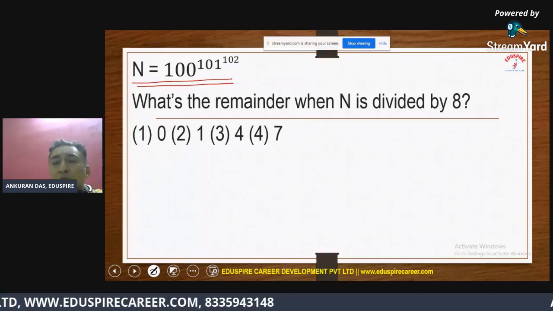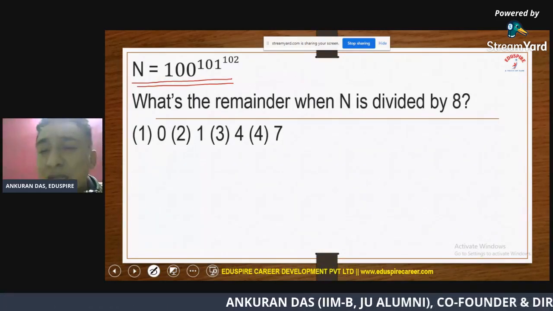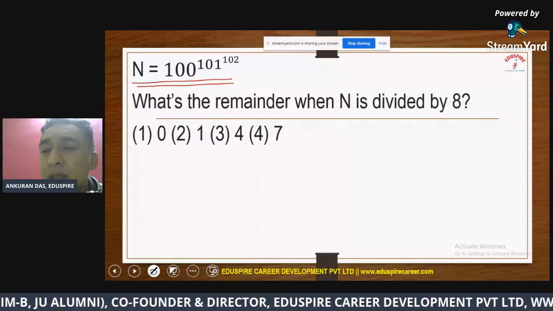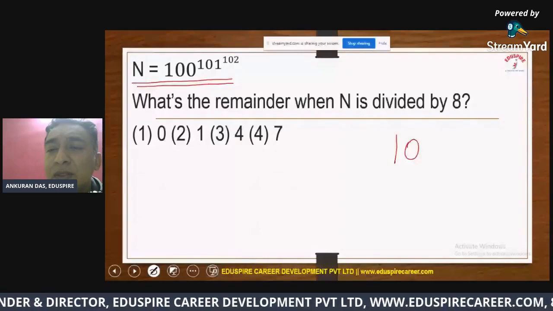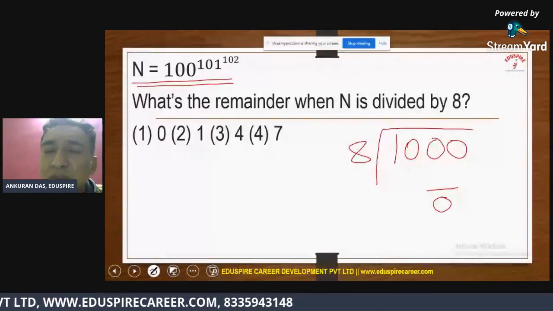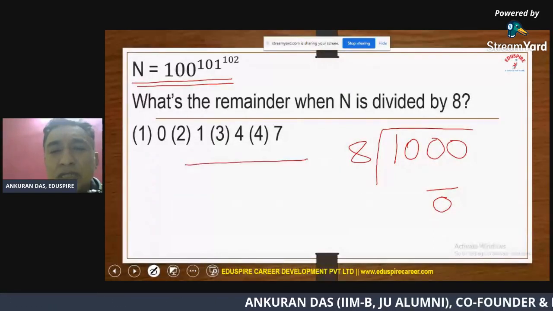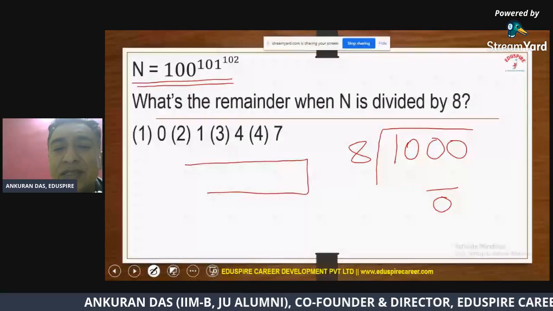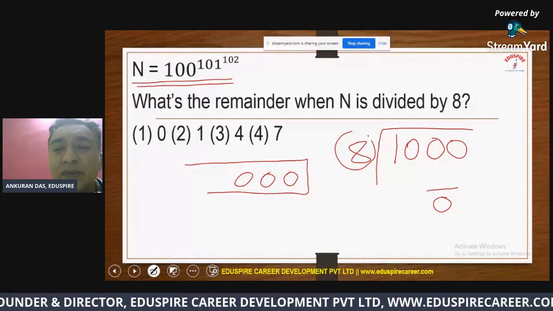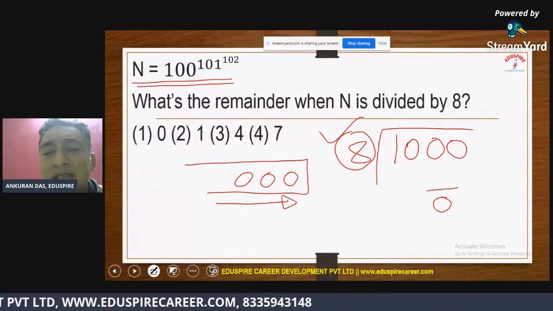Now, please understand, guys, look at a number 1000. If I divide 1000 by 8, what do you think is the remainder? The remainder is 0. Why? Because 1000 is perfectly divisible by 8. So can we not say that any number where the last 3 digits are 0 will always be divisible by 8? I repeat, any number having the last 3 digits as 0 will always be divisible by 8.